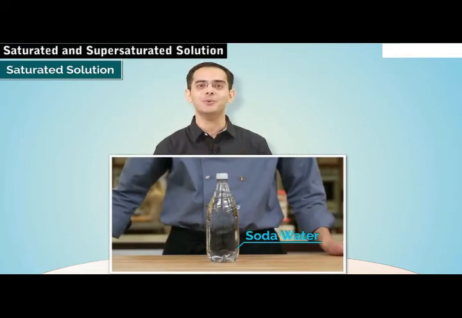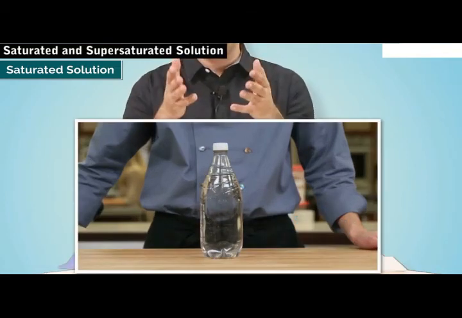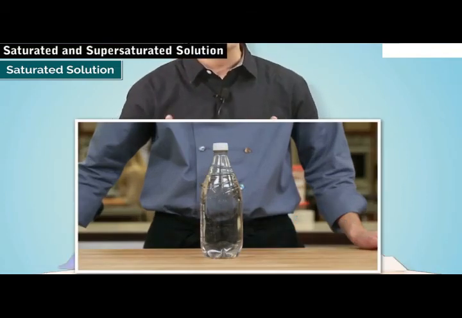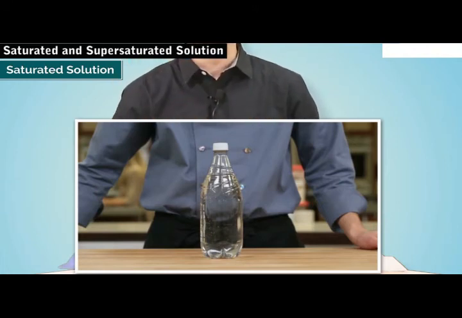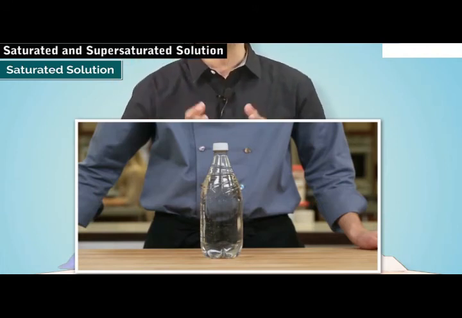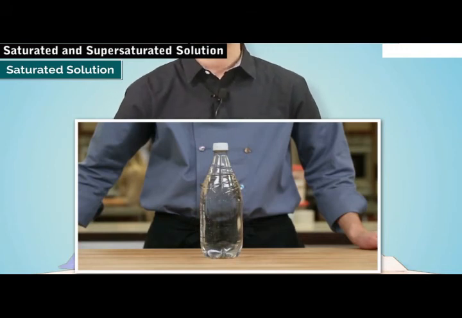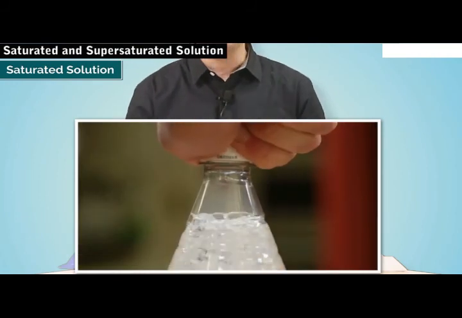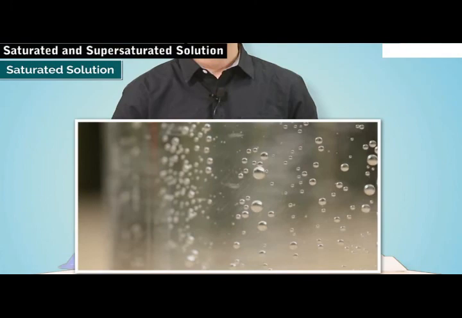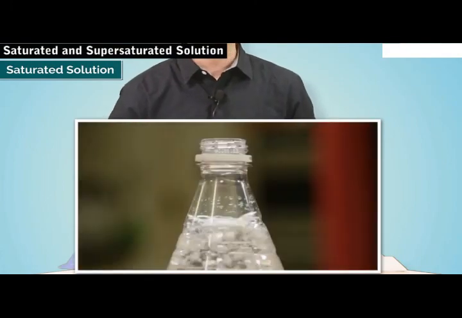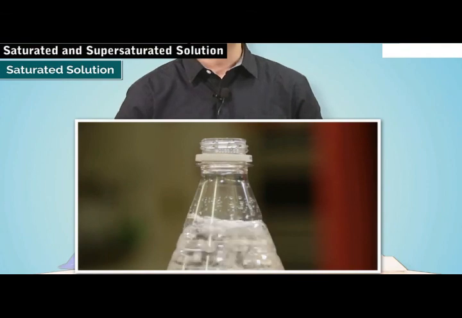Now, can you give me an example of a saturated solution from your day-to-day life? Well, soda water is the most widely used saturated solution. In a soda bottle or can, water is a solvent and carbon dioxide is added as a solute to the extent beyond which the water is unable to dissolve it anymore at a given temperature and pressure. And when the pressure is released, carbon dioxide gas forms bubbles and goes out of the solution. So this is one example of a saturated solution.